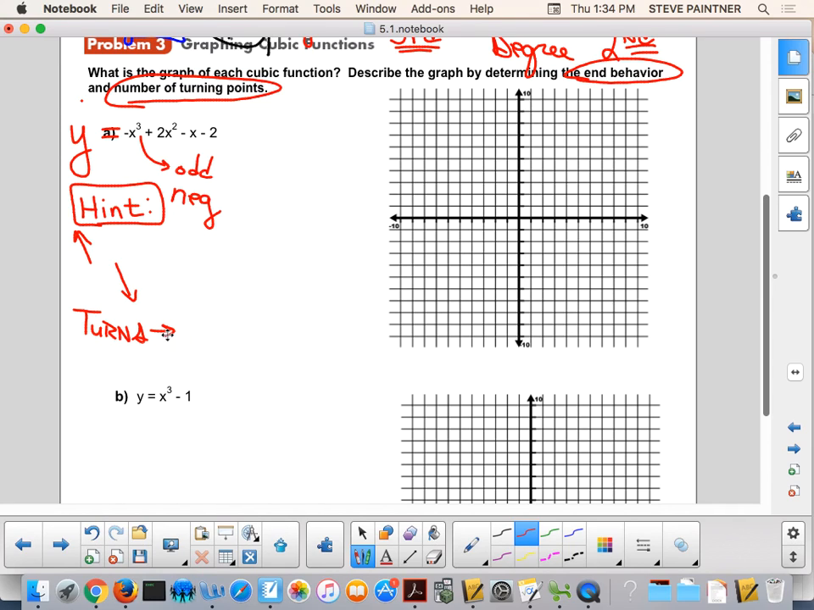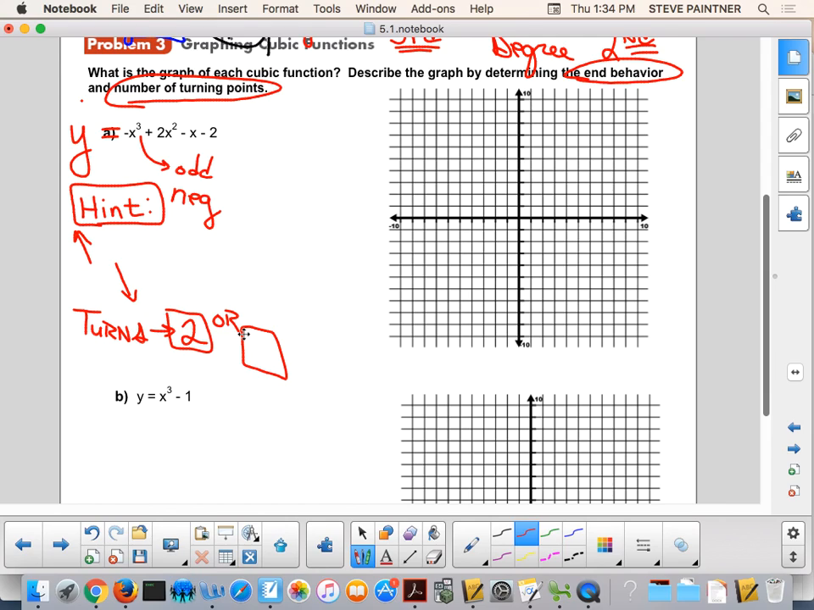I heard somebody say 2. Is that right? Okay. How'd you get this? I took the cube. I subtracted 1 to get the 2 terms. But wait a minute.